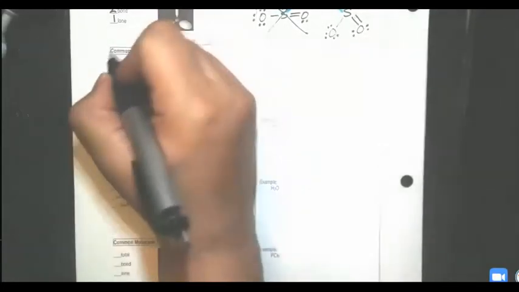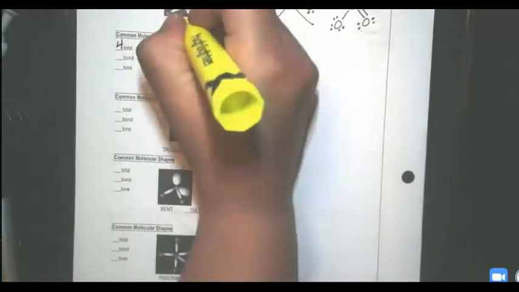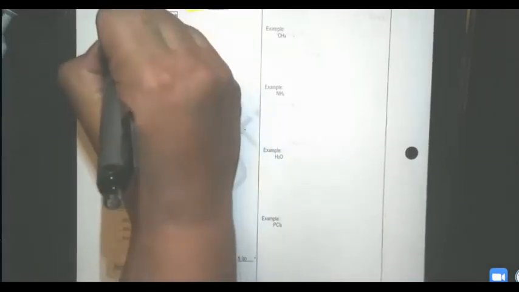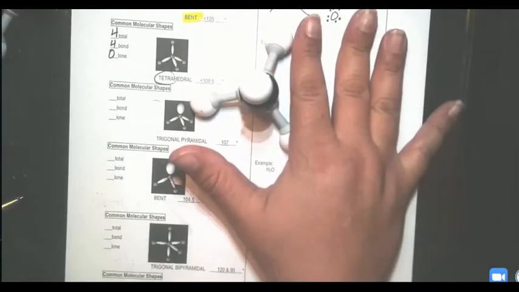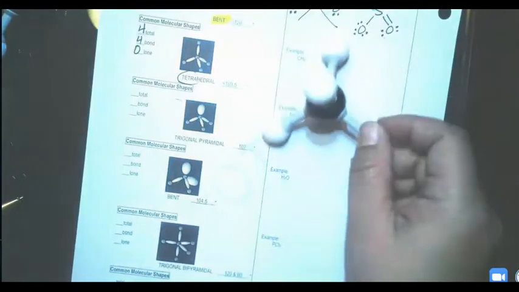The next one that we're going to look at is 4 total things attached. So this one was bent, sorry. 4 things total attached, all bonded, no lone pairs. So that Greek prefix of tetra is coming back. This is called tetrahedral, all right? Tetrahedral has this shape. It looks like this. It is not flat because there's a top. And as I move it, you can tell that it's 3-dimensional.